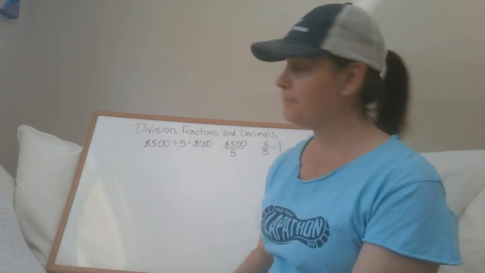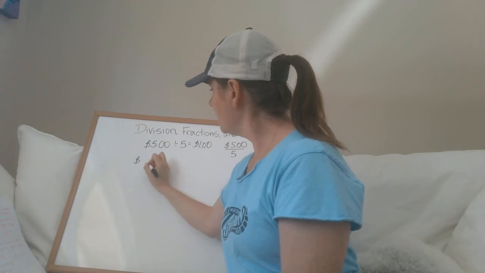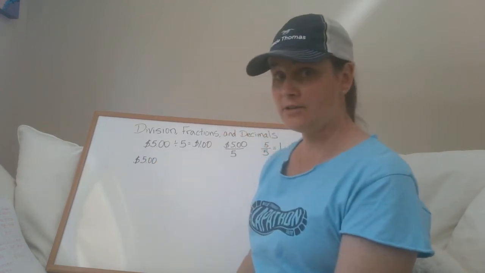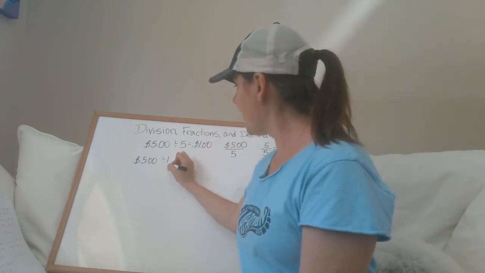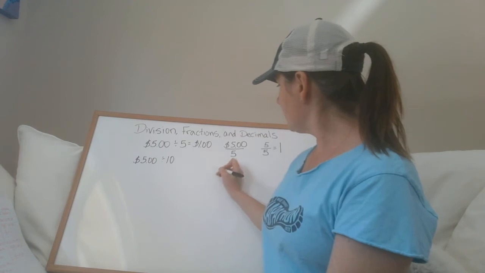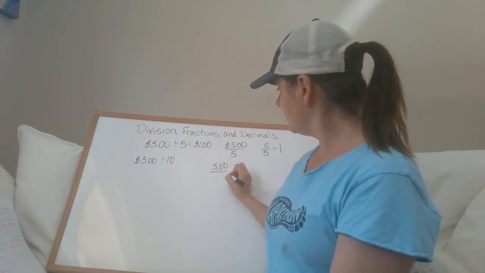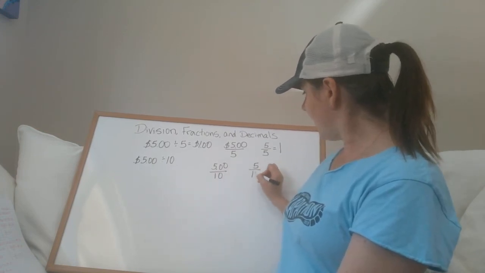Our next one is going to be, we have $5 and we're splitting it evenly between 10 people. So our dividend remains the same at $5. Our divisor changed. Our divisor is now 10. So we can write that over here like that or like that.